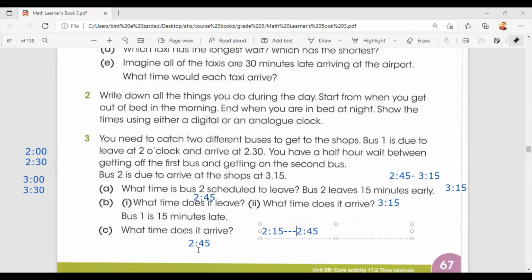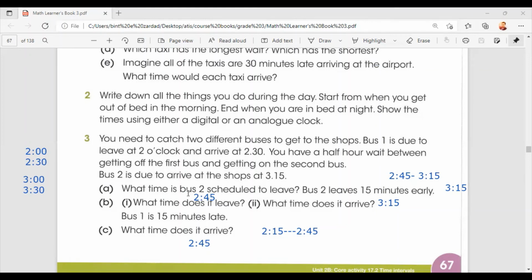What time does it arrive? 2:45. I'm repeating, you need to catch two different buses to get to the shop. Bus 1 is due to leave at 2 o'clock. This is the normal timing, 2 o'clock and 2:30 arrive. The second bus: there is a gap between the first bus and the second bus. You have to have a half-hour wait between getting off the first bus and getting on the second bus. Bus 2 is due to arrive at the shop at 3:15.